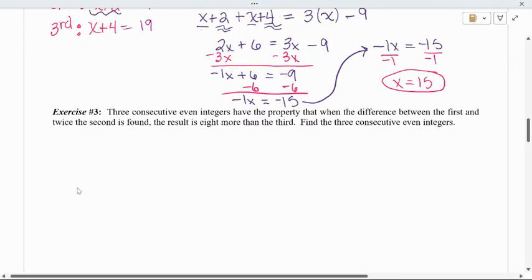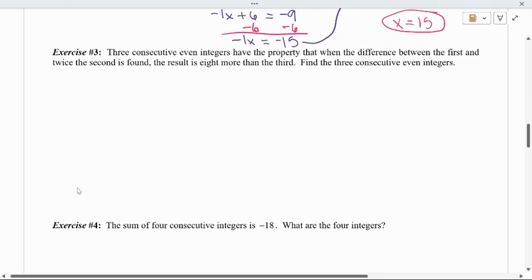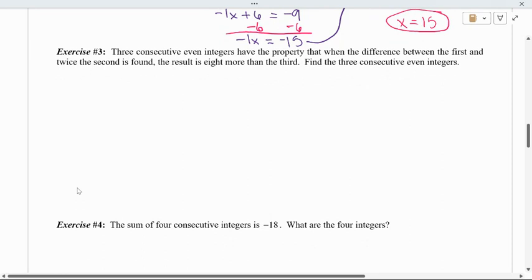Okay, let's go to number 3. So number 3 says I have 3 consecutive even integers. So let's see, even integers like 2, 4, 6. We just said the exact same thing. That was a little creepy. How about -10, -8, -6?